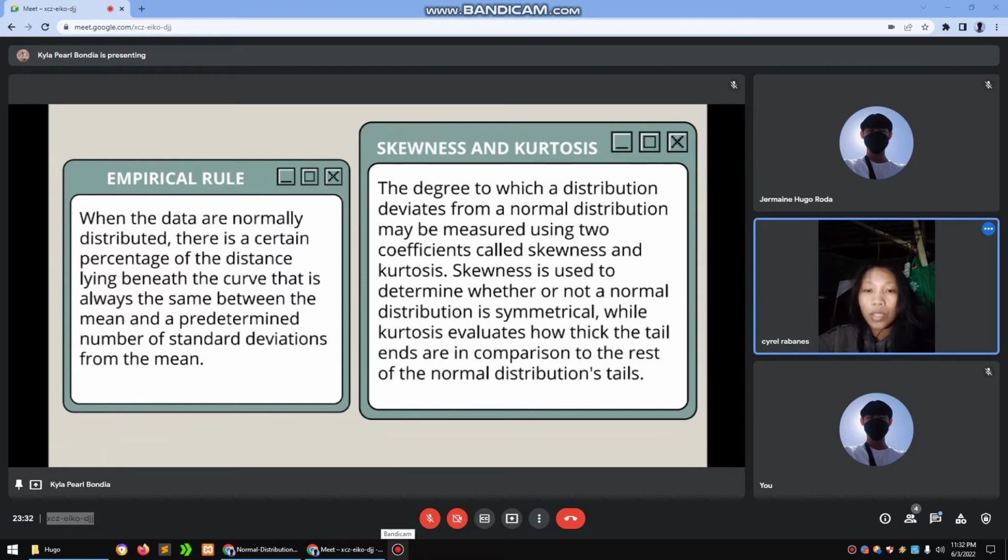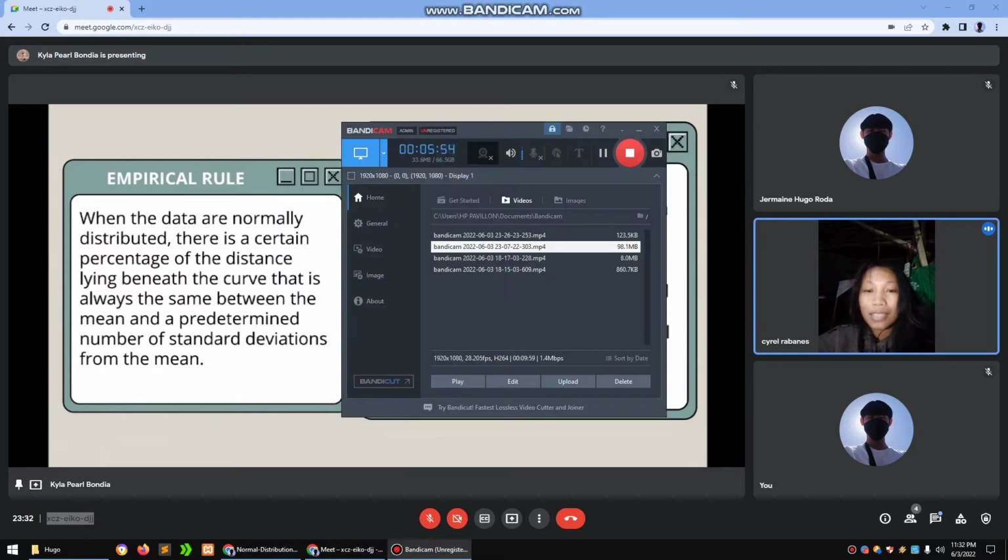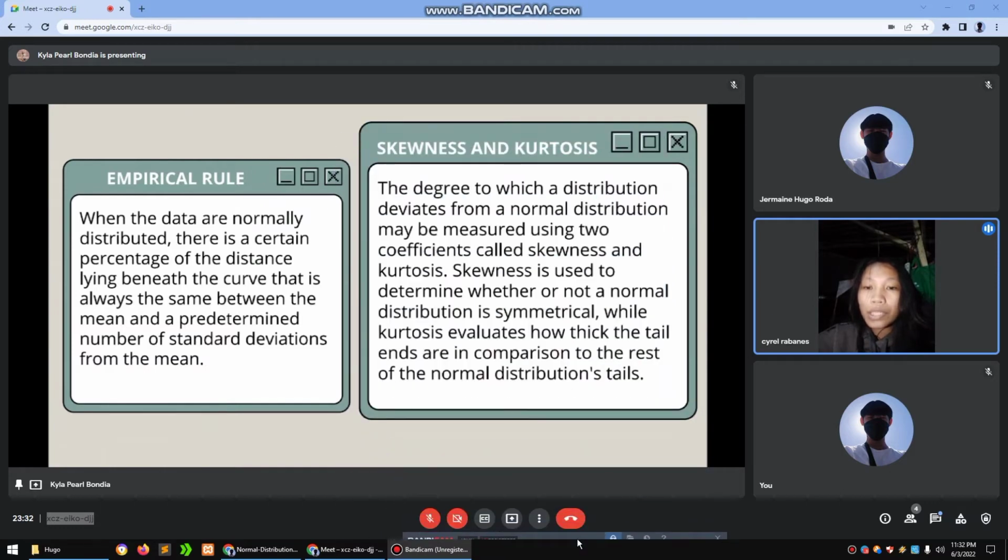The last one is skewness and kurtosis. The degree to which a distribution deviates from a normal distribution may be measured using two coefficients called skewness and kurtosis. Skewness is used to determine whether or not a normal distribution is symmetrical, while kurtosis evaluates how thick the tail ends are in comparison to the rest of the normal distribution's tails.